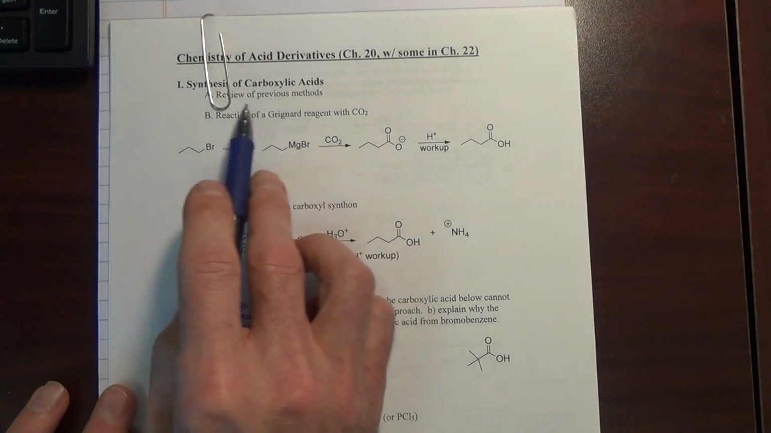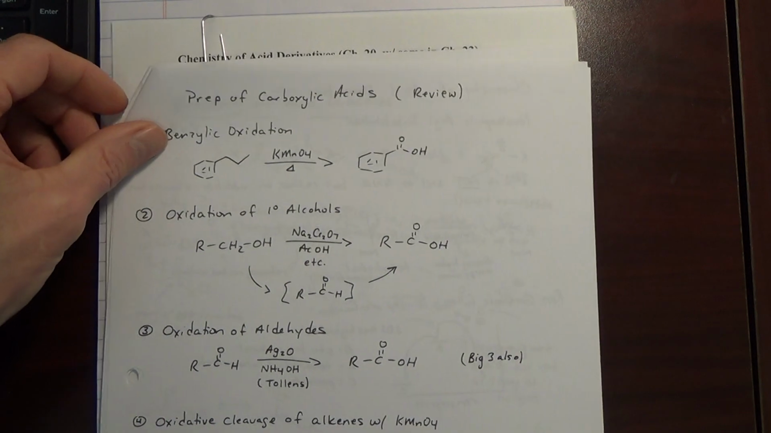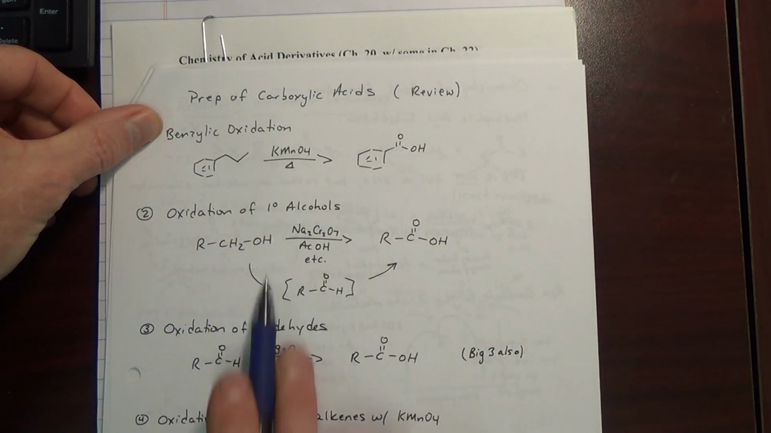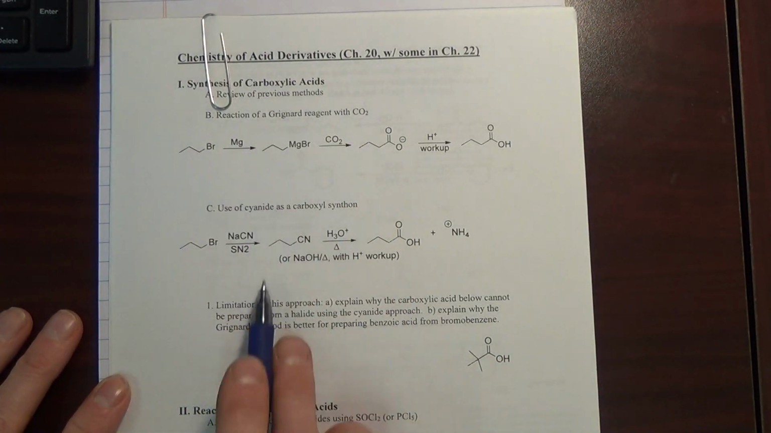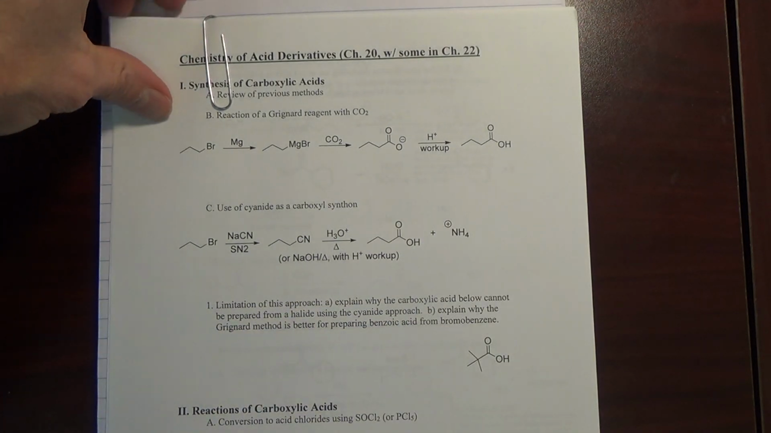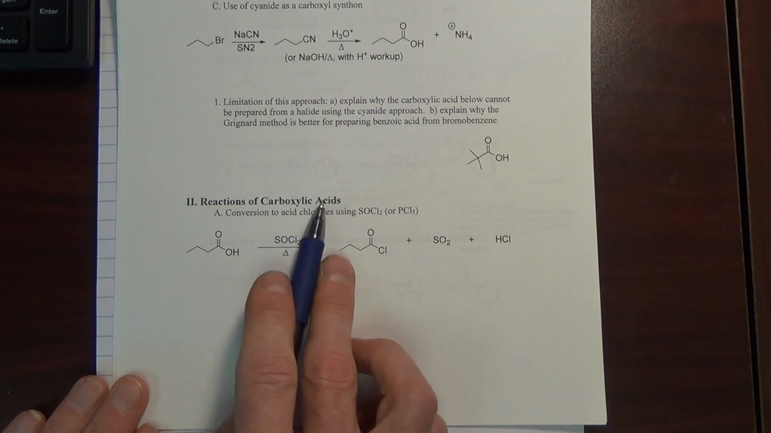but we will begin with review of previous methods, and that will be over in the other handout where we see review of carboxylic acids. That'll be where we begin. We will then see some new reactions, some new ways to make carboxylic acids. Then we'll move into reactions of carboxylic acids.